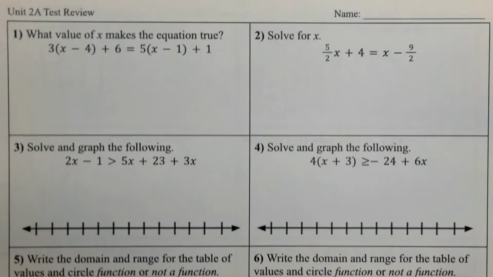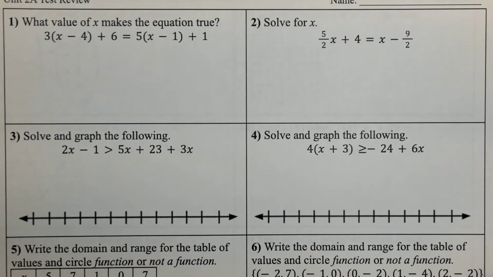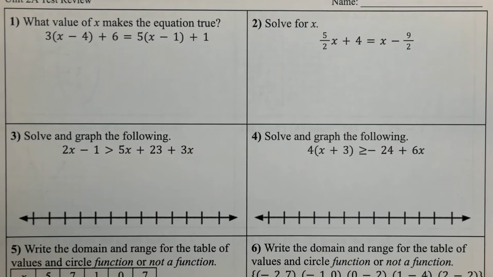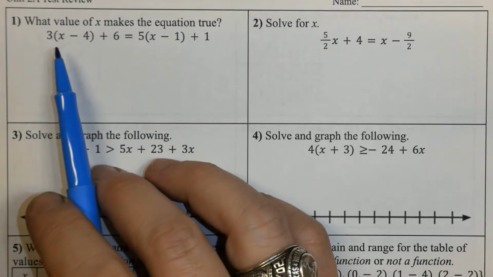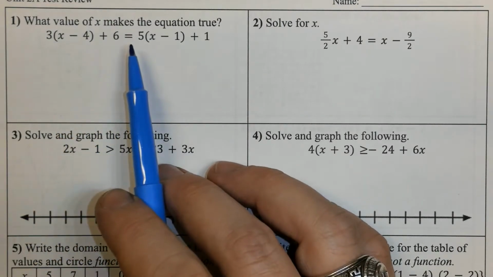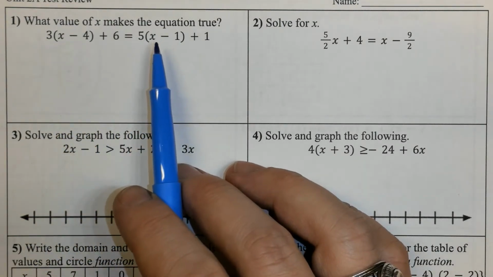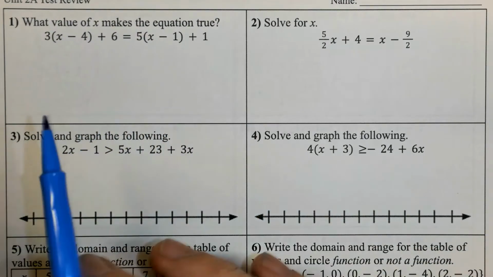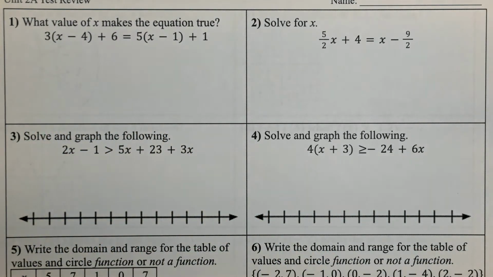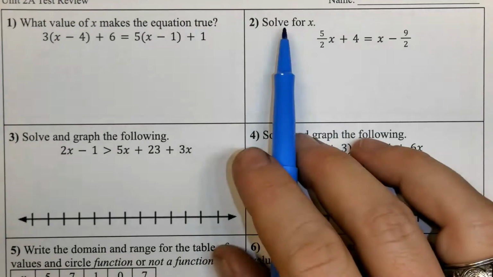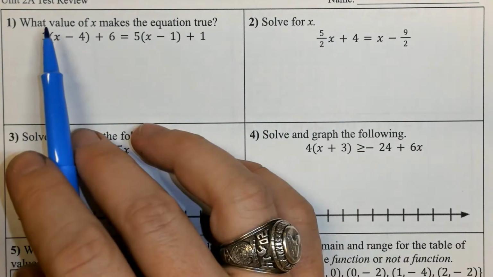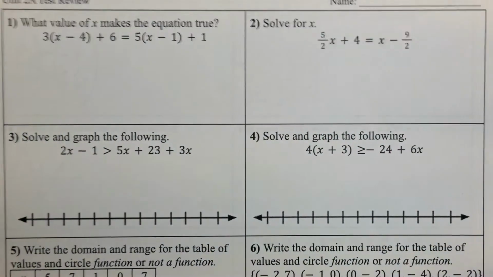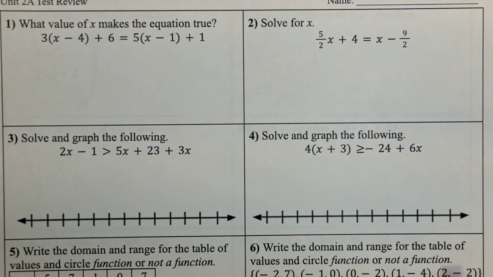So looking at number 1, what value of x makes this equation true? So in other words, this just means solve for x. I know that because I have an x here, I have an equal sign, I have an x here, and it says what value of x makes it true? I'm just solving for x. I know it doesn't say that, but it's just like number 2. If it said solve for x, it's the same as what value of x makes this true. Okay? So I'm going to do the same thing.